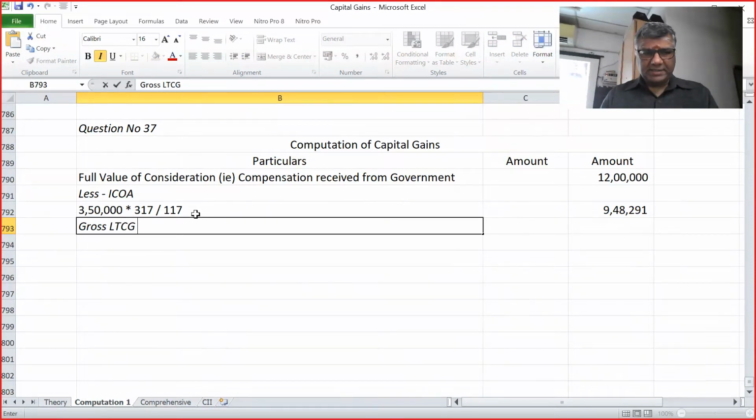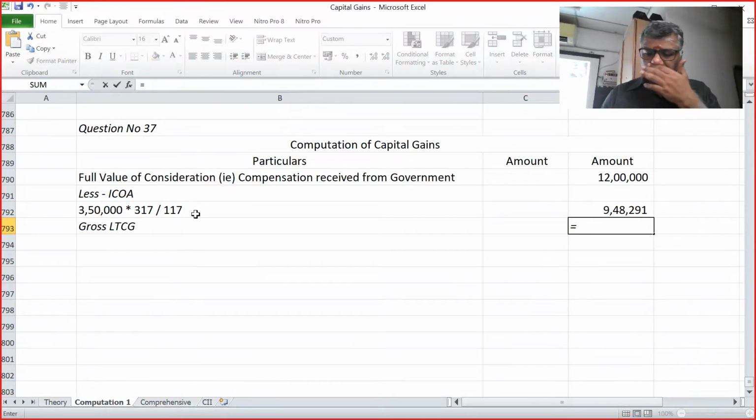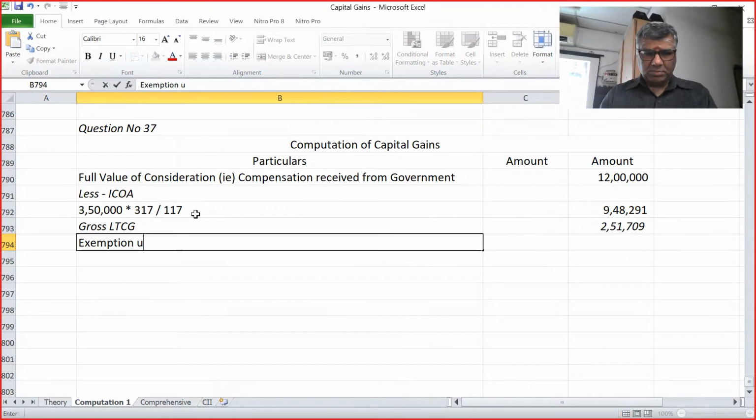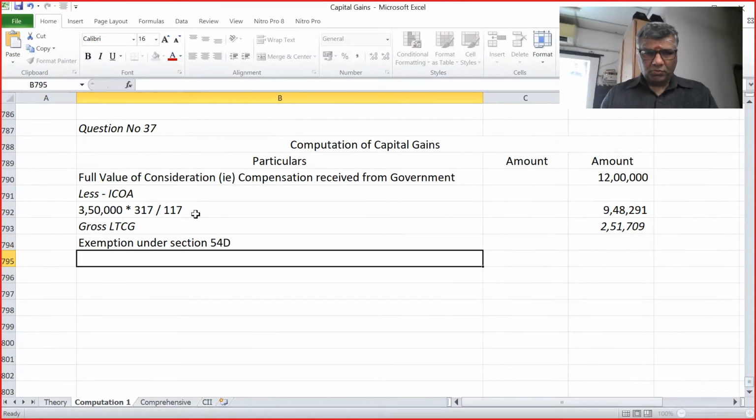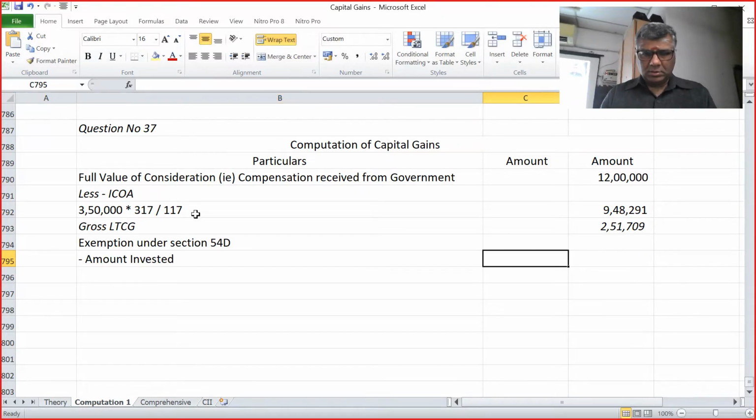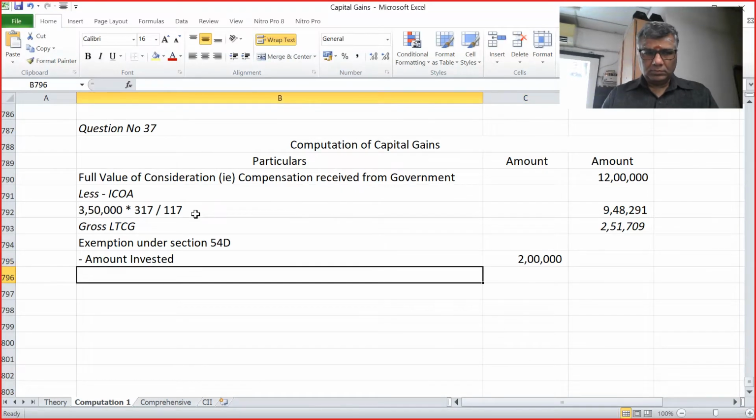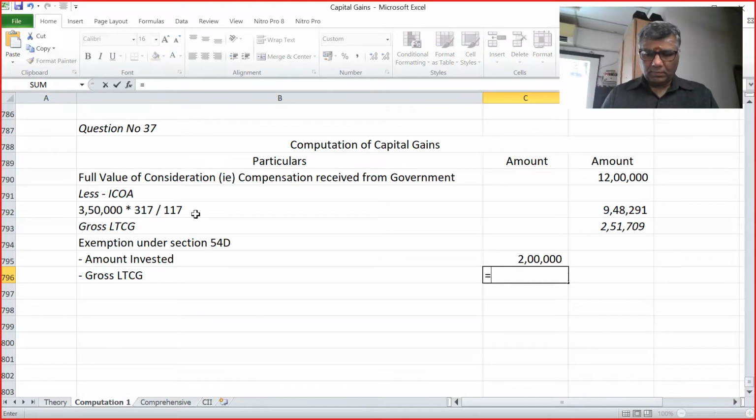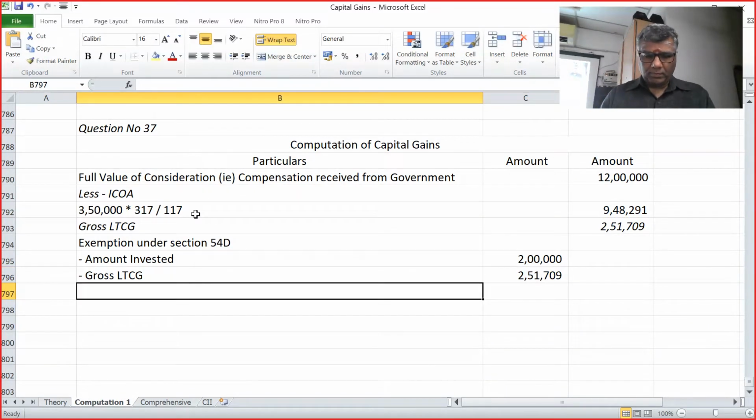Gross LTCG. Exemption under section 54D: amount invested 2 lakhs, or gross LTCG, whichever is less.